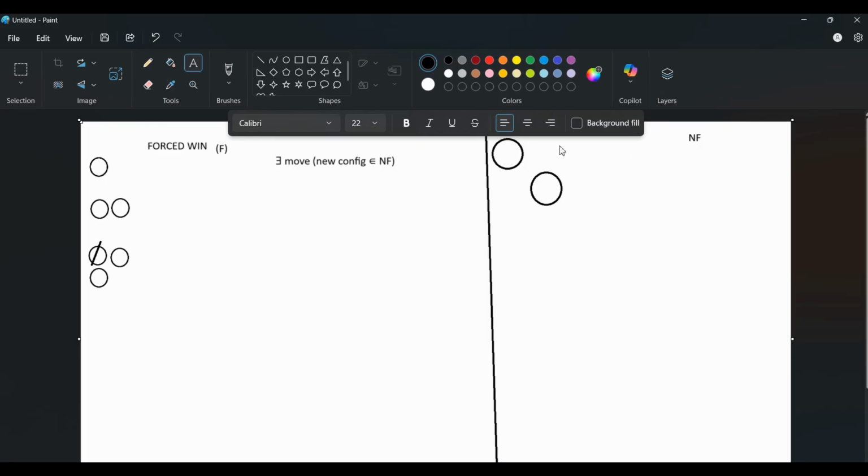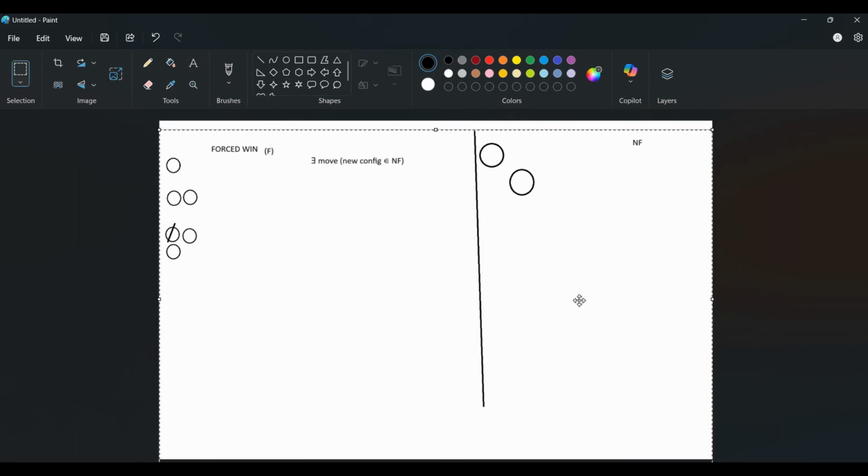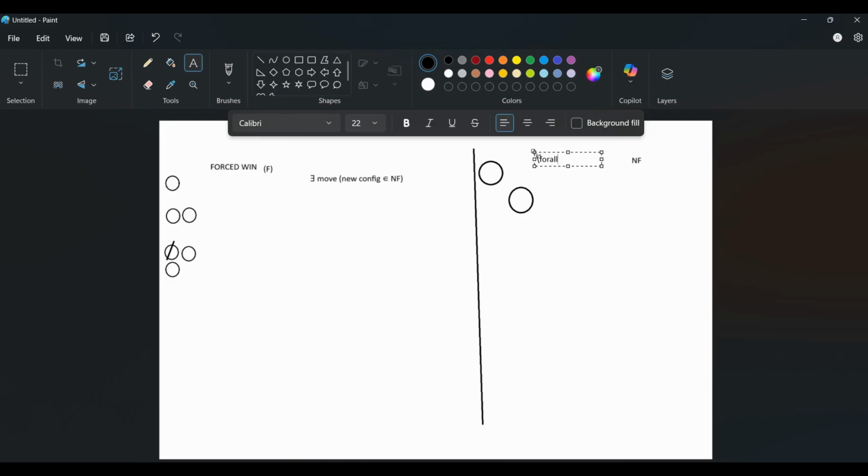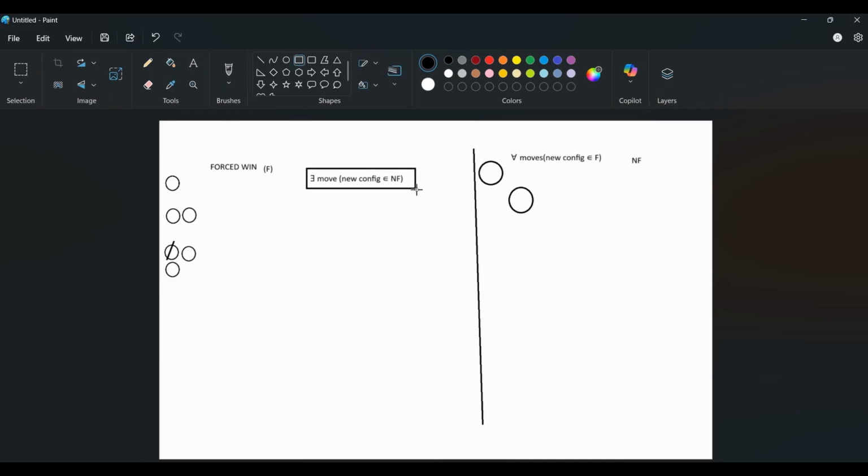And with NF, I would define it as: for all moves, the new config should be in F. What this means is no matter what move I perform on this configuration, the other person would win. The other person would have a strategy to win. That means that the configuration that I land on is not good for me. So it belongs to NF. So here, if I take this move, the new configuration belongs to F. If I take this move, the new configuration belongs to F. So we can use these two rules and easily create configurations for each of these categories.